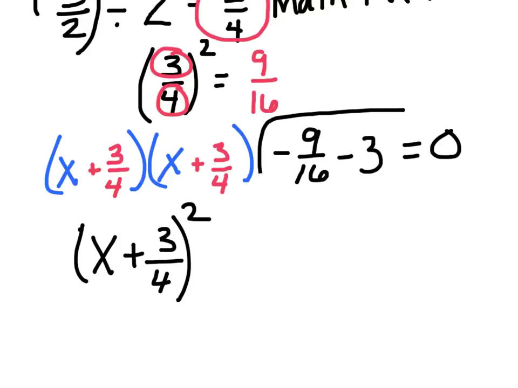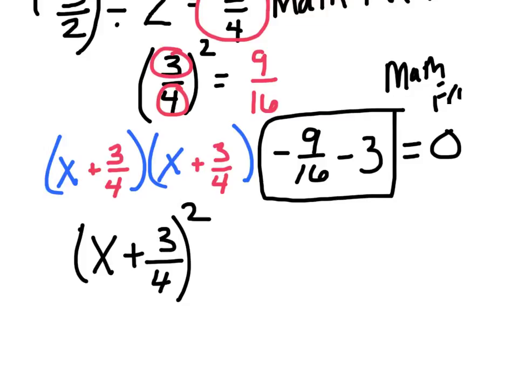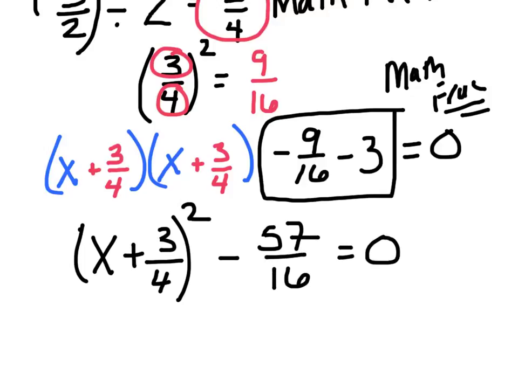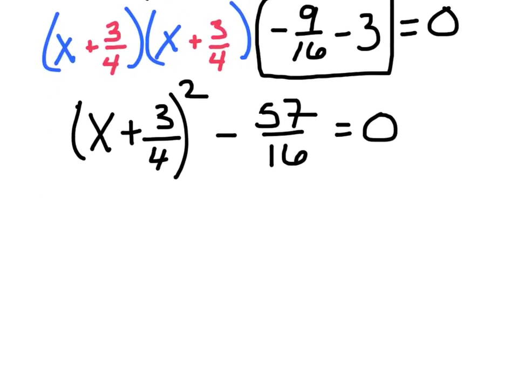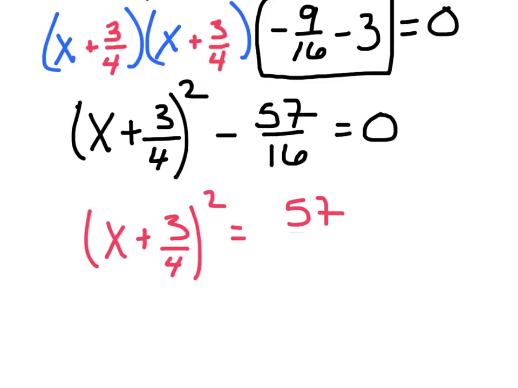Okay, I'm just going to use my calculator to add this. Don't freak out, just type it in the calculator. Negative 9/16, use parentheses, minus 3, and again, Math Frac will put it back into a fraction. We don't want any crazy decimals. I get negative 57 over 16. All right, we're just going to go with it. So now I have x plus 3/4 squared equals 57 over 16.